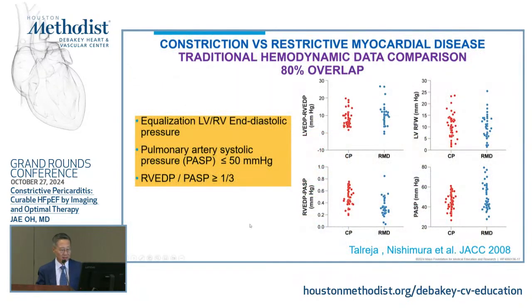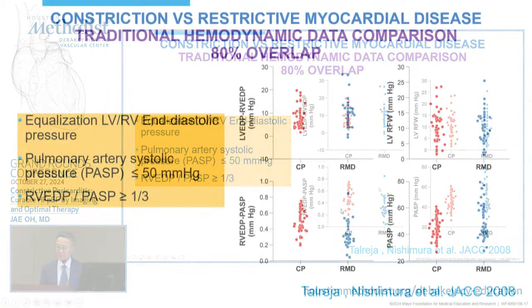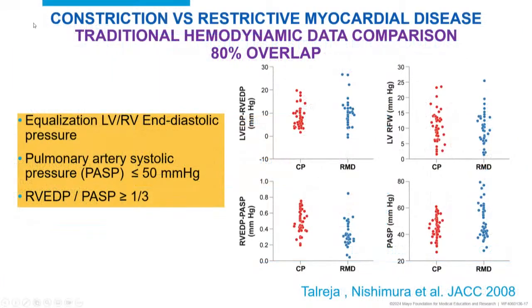This is the hemodynamics I told you about. This is traditional cardiac catheterization data. When you compare that with restriction and constriction, almost 80% overlaps. You cannot use equalization, PA systolic pressure, and these ratios and stuff.